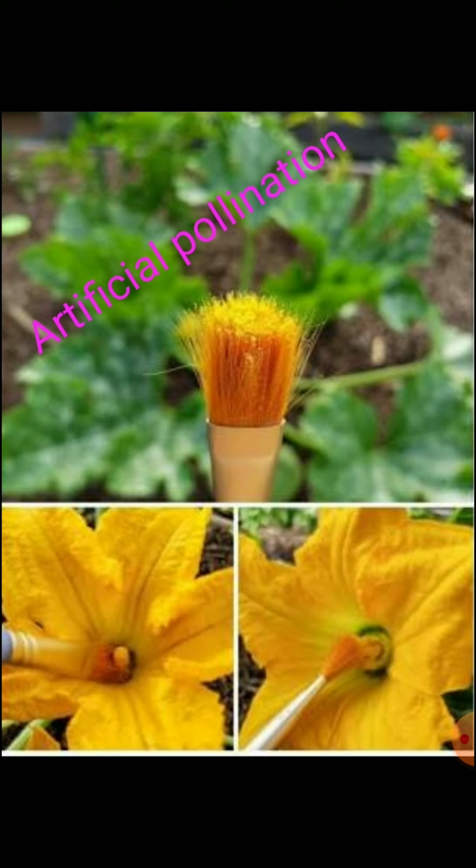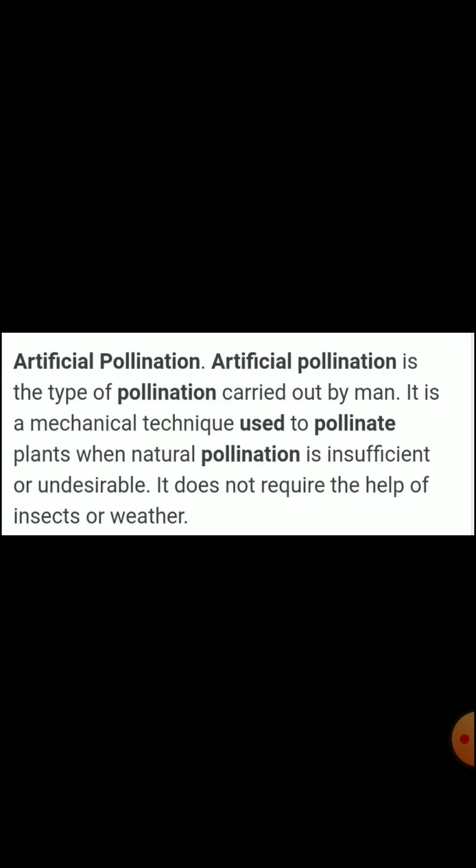Self-pollination and cross-pollination are natural methods. The pollination carried out by man is called artificial pollination. Artificial pollination is the type of pollination carried out by man. It is a mechanical technique used to pollinate plants when natural pollination is insufficient or undesirable. It does not require the help of insects or weather. This technique is used to improve the quality and quantity of crops.